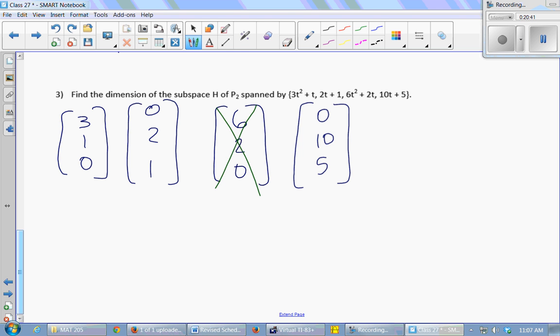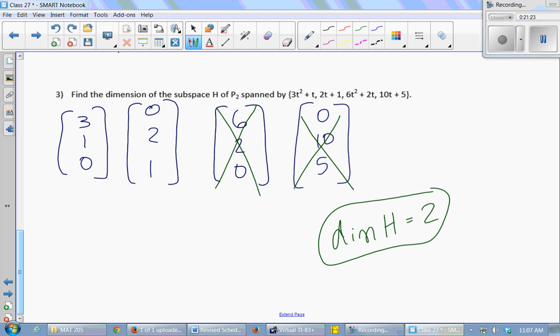Oh, I need one of them, right? Yeah, absolutely. We could cross out the first two and keep the second two. But if two vectors are multiples of each other, you get rid of one of them to make sure the set's linearly independent. So I could have a basis of these two or these two, but either way, there are two vectors in my basis, which means the dimension is 2. So the dimension of H here is 2.